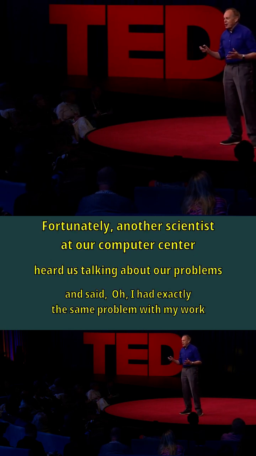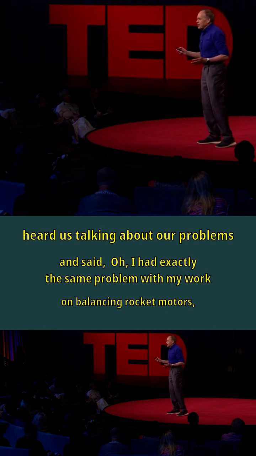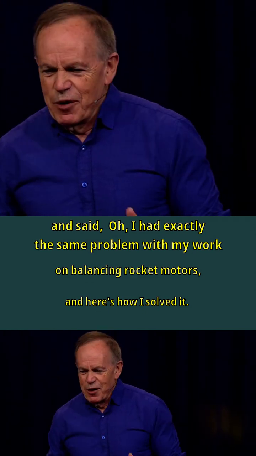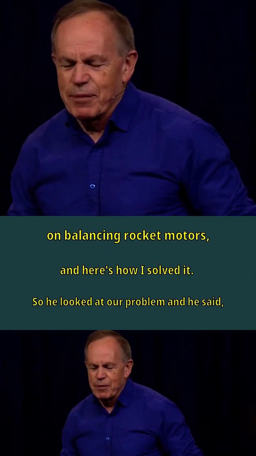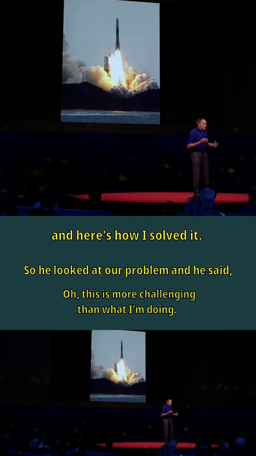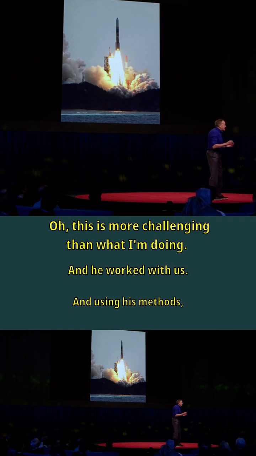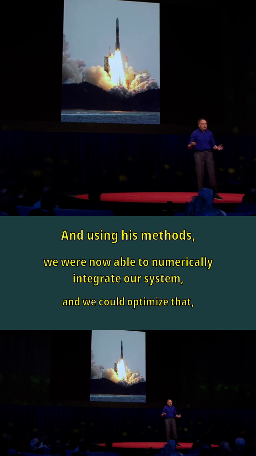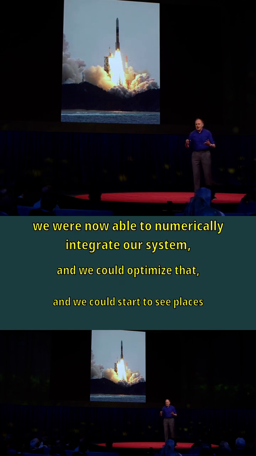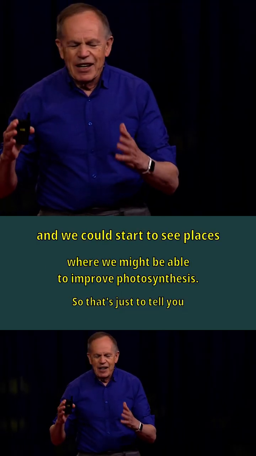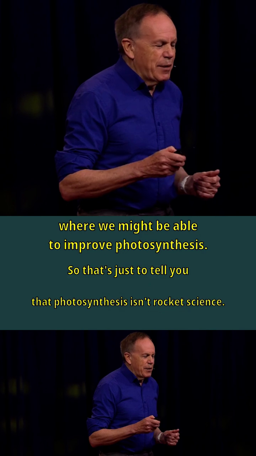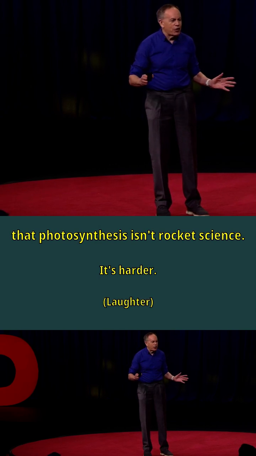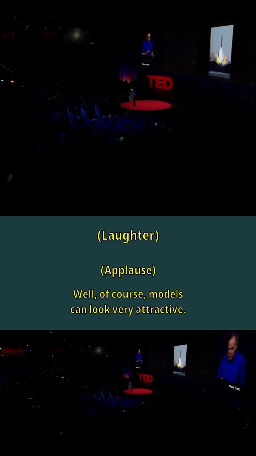Fortunately, another scientist at our computer center heard us talking about our problems and said, I had exactly the same problem with my work on balancing rocket motors. And here's how I solved it. So he looked at our problem and he said, this is more challenging than what I'm doing. And he worked with us, and using his methods, we were now able to numerically integrate our system, and we could optimize that, and we could start to see places where we might be able to improve photosynthesis. So that's just to tell you that photosynthesis isn't rocket science. It's harder.